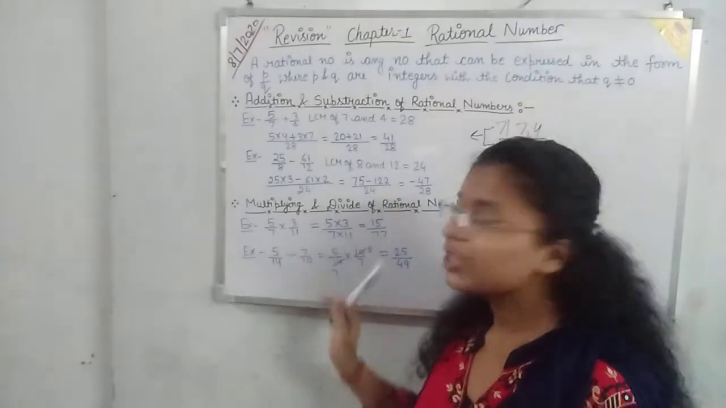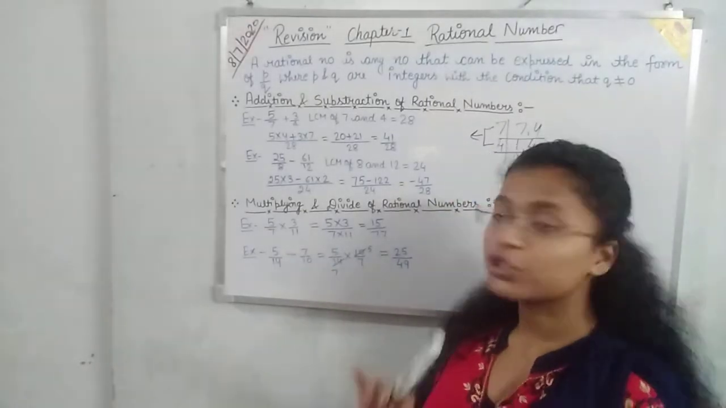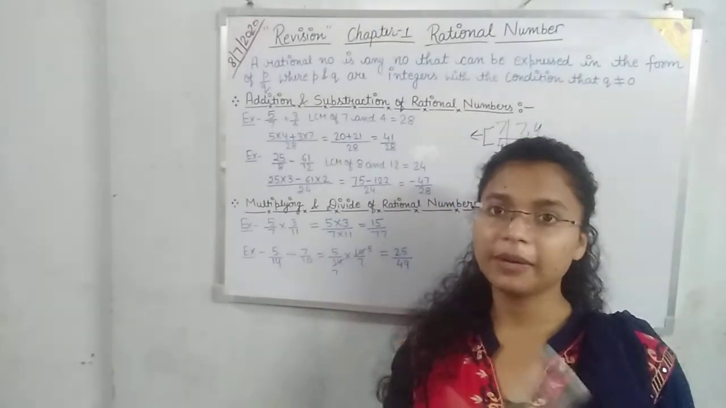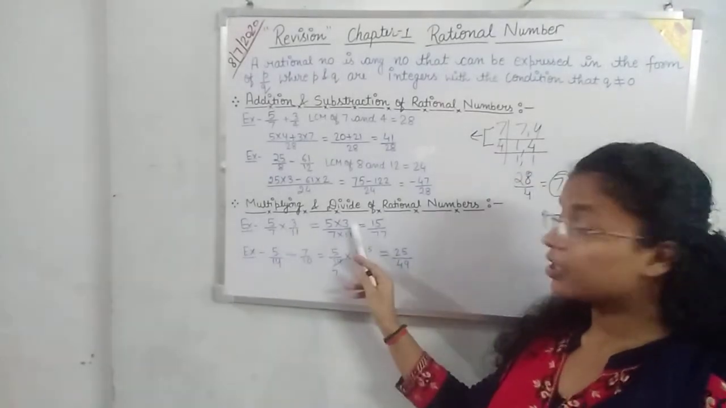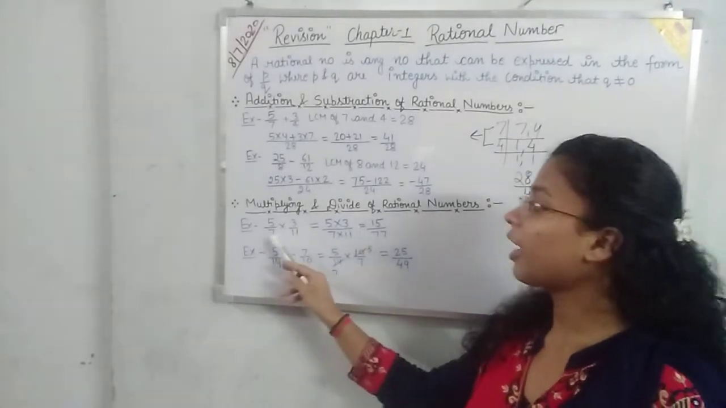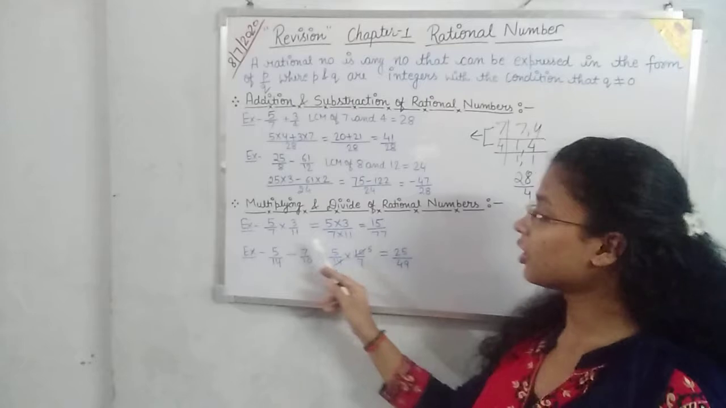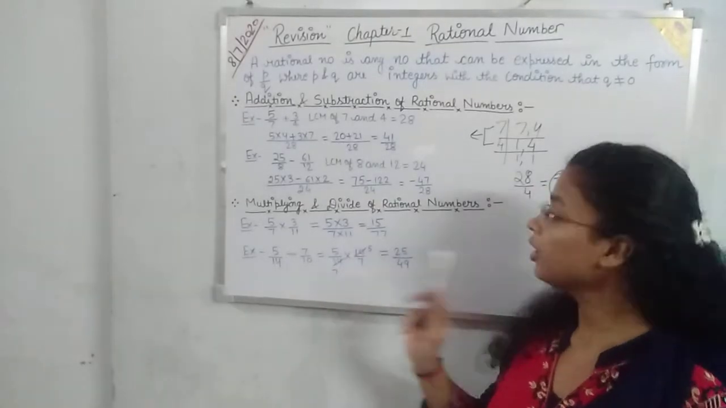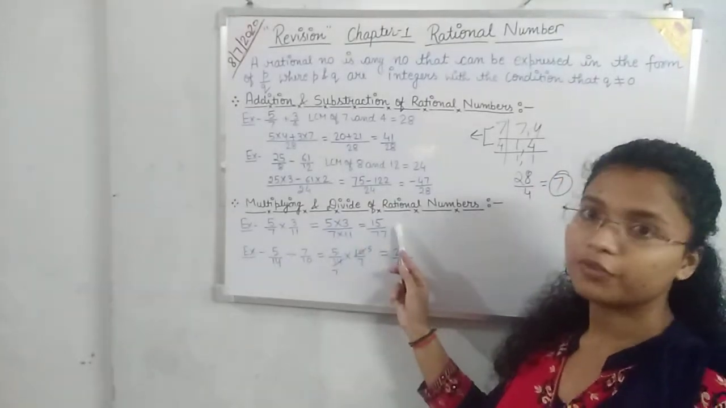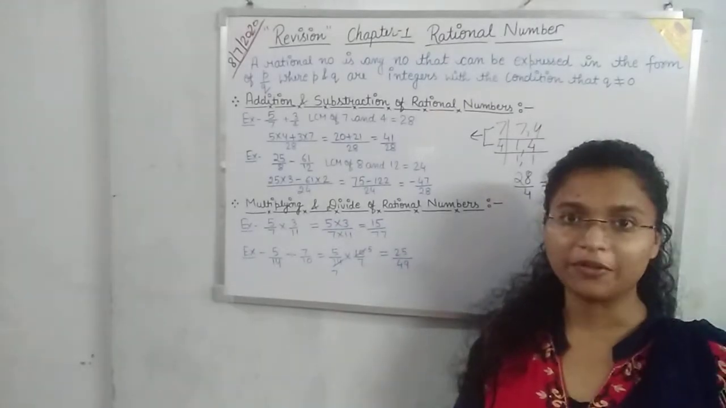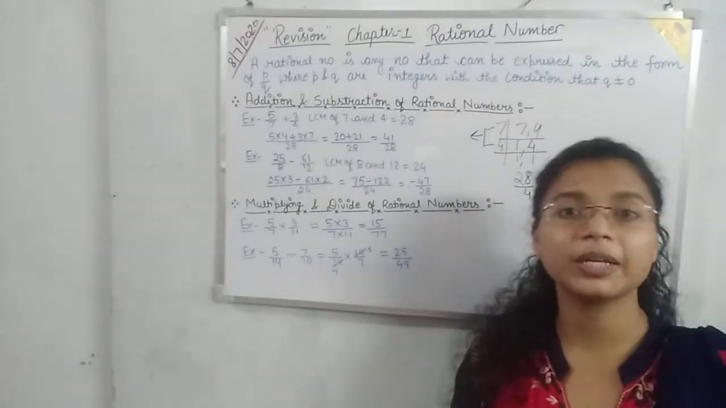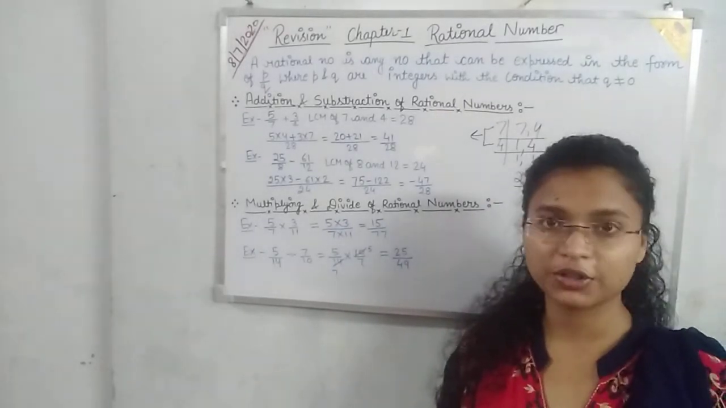So here it cannot be cancelled. So just multiply the numerators and multiply the denominators. Multiply the numerators, you will get 5 into 3, and when you multiply the denominators, you will get 7 into 11. 5 into 3 will give you 15. 7 into 11 will give you 77. This was the multiplication of two given rational numbers.